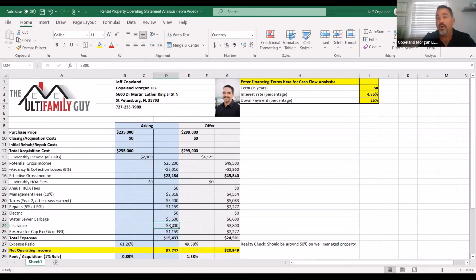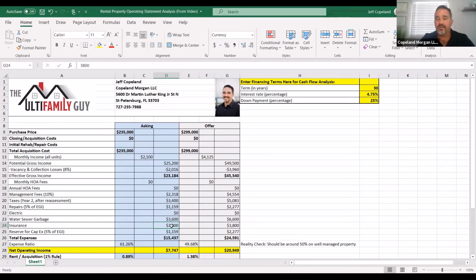So, you know, you can call your insurance agent and say, hey, could you give me a ballpark or a really quick quote on this duplex at 123 Main Street? And they might get back to you in a day or 2 and say, oh, yeah, it's going to be, you know, $3,000 a year or whatever.